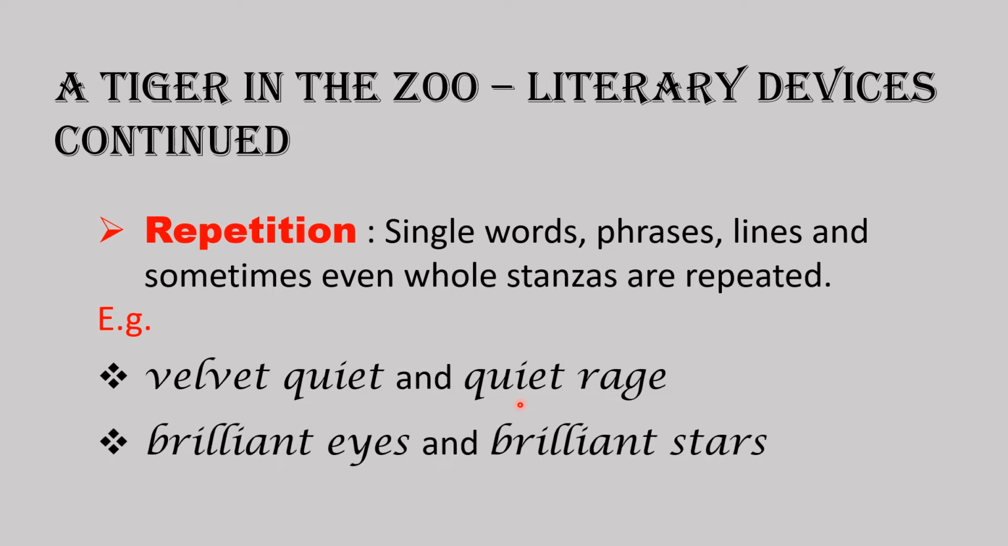Next example is "brilliant eyes" and "brilliant stars." Here the word brilliant is used in both the phrases. That is the repetition. Why is this word used? Because the poet wants to emphasize that the eyes of the tiger are shining brightly with the desire to be free, like the shining stars in the sky. Let's go on to the next literary device.